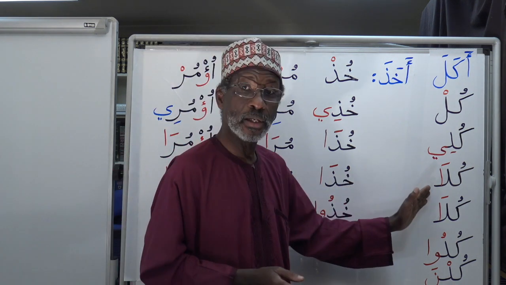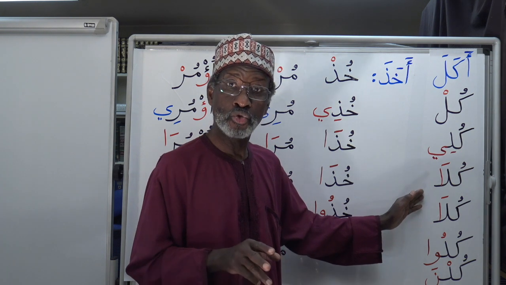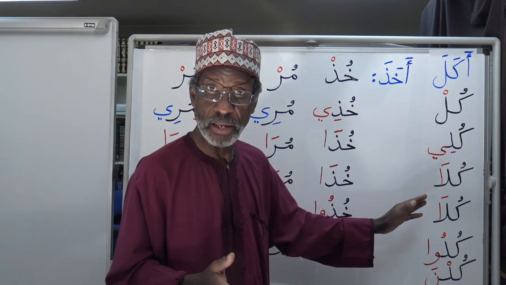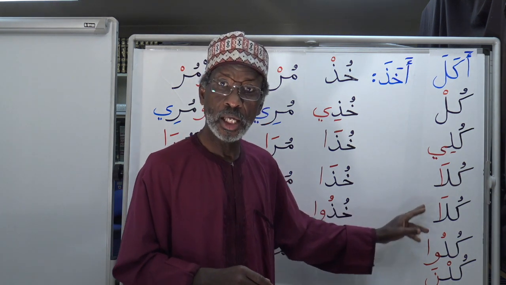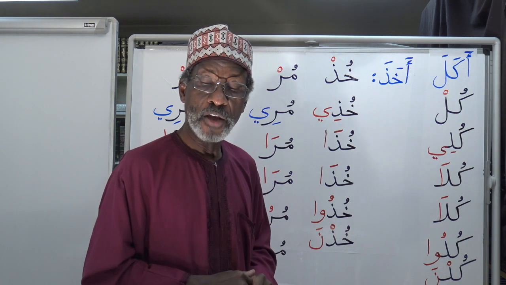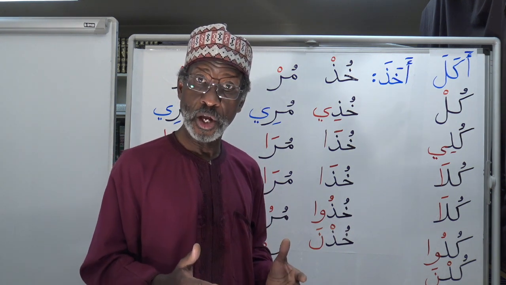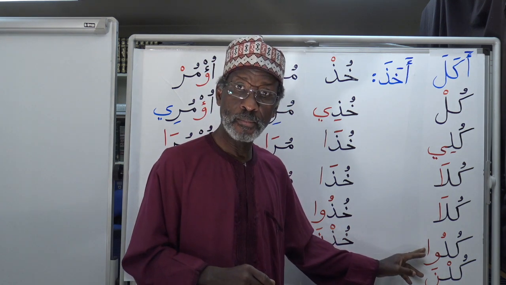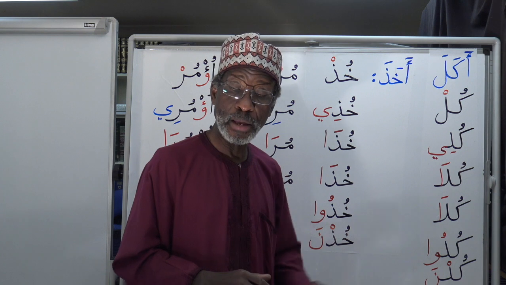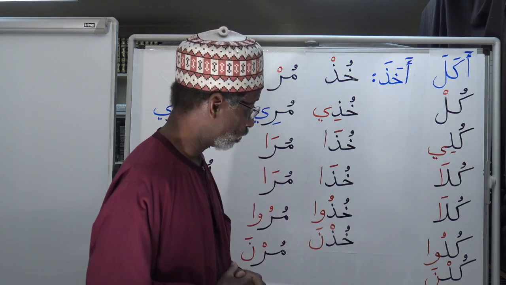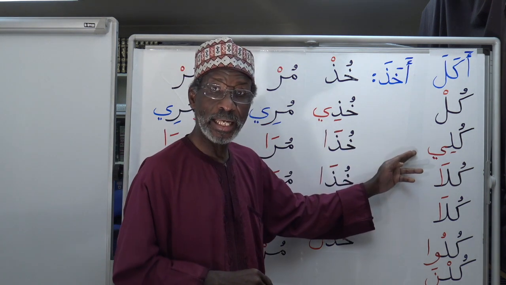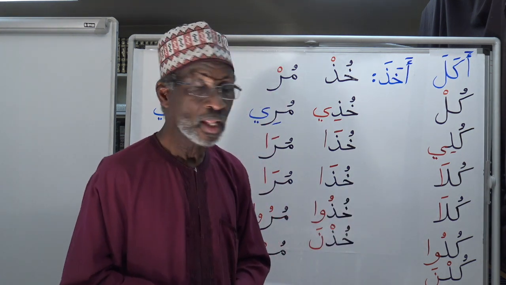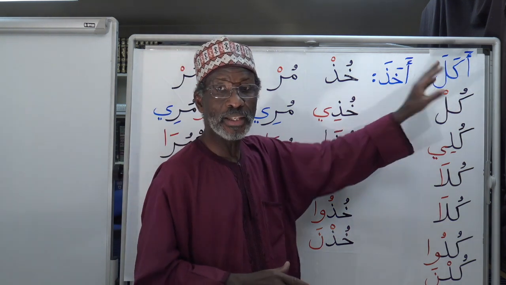In the dual, if you are instructing two people, regardless of whether they are male or female, you say kula, kula. If you are instructing a plural, three or more male, you say kulu, and three or more female, kulna. So kul, kuli, kula, kula, kulu, kulna. That is the imperative using akala.